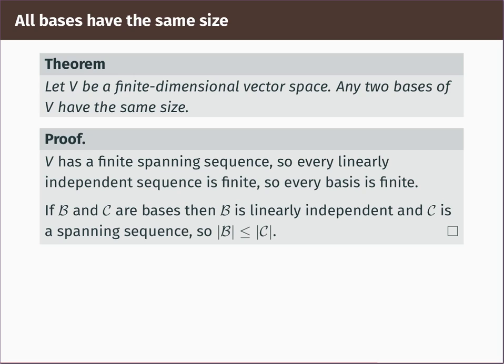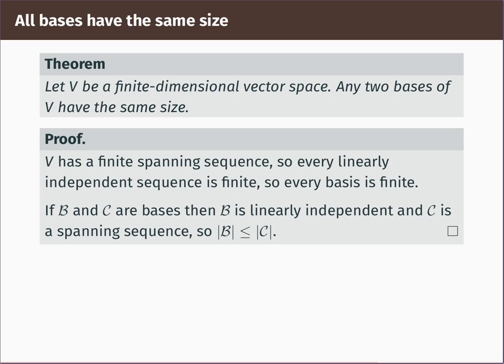Now that we've done Steinitz exchange, we can prove quite easily the following result. It says that if V is a finite dimensional vector space, then any two bases of V must have the same size. So first of all, let's note that any basis of V must actually be a finite sequence. V has a finite spanning sequence because it's a finite dimensional vector space, and that's the definition. So every linearly independent sequence must actually be finite, and that tells you every basis must be finite.